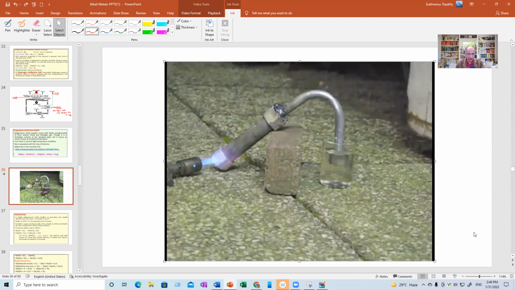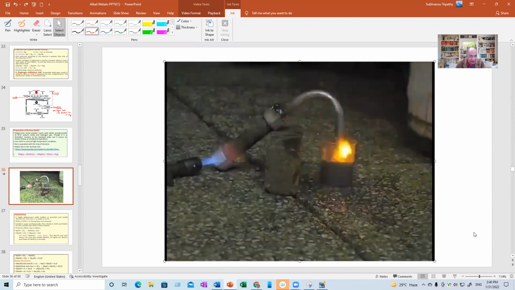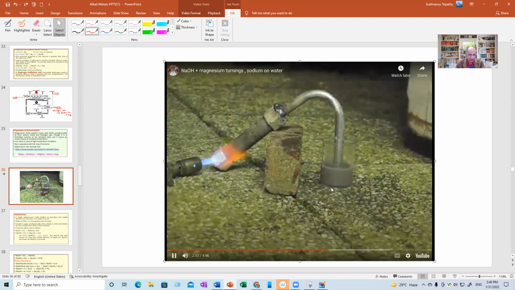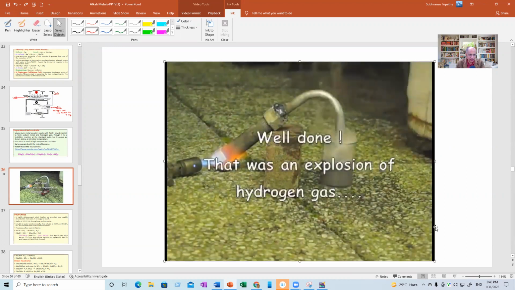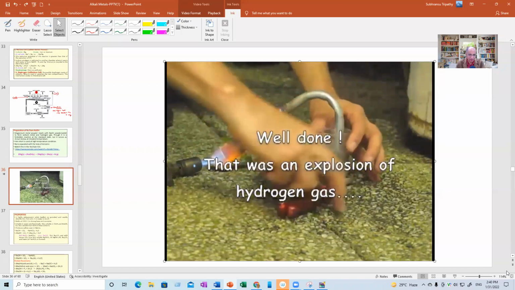We'll see how hydrogen will explode. A large buildup of hydrogen concentration and a lot of flame is inside. So it will catch fire because it is combustible. And then, well done, that was an explosion of hydrogen gas.